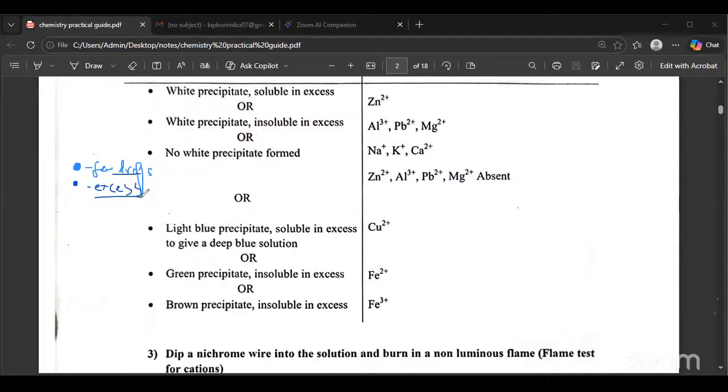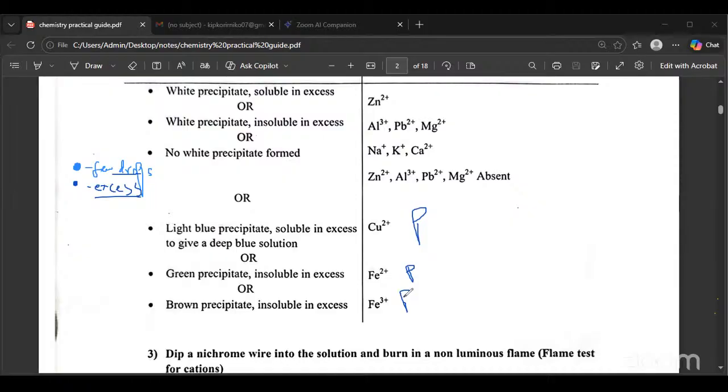Yeah, so that one is very important, which is copper ions present. And then you have green precipitate soluble in excess. Of course, now it is iron 2 present. And then we have brown precipitate soluble in excess. It is iron 3 present. So, of course, the colored ions are very easy to remember. The only one that is different is the copper.